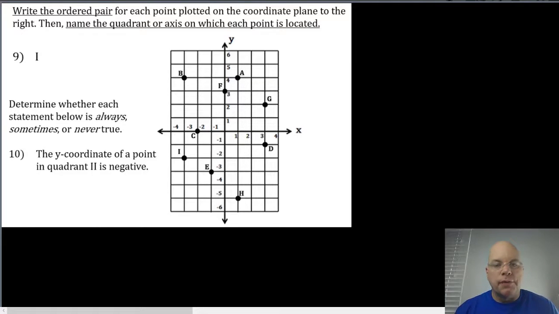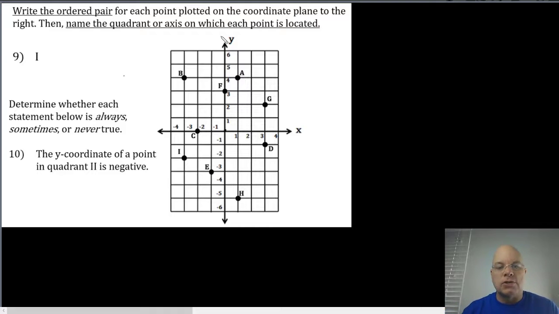Okay, we're continuing our work with the coordinate plane, plotting points, and naming the ordered pair for points that are given, naming quadrants and axes. Problem number 9 is part of the set of problems where you're asked to write the ordered pair for the point given, in this case point I, which is right here, and then name the quadrant or axis on which the point is located.